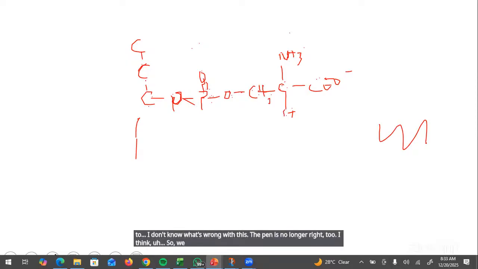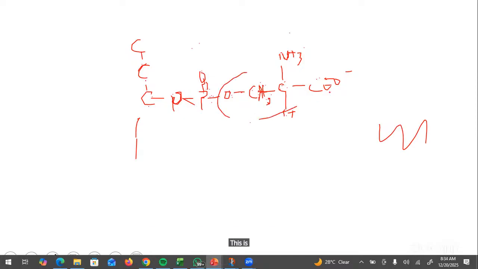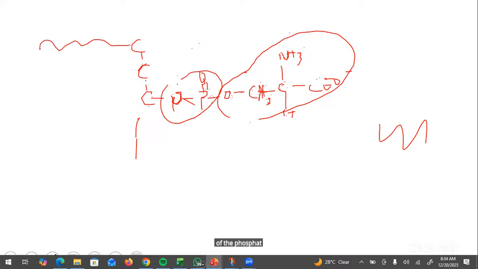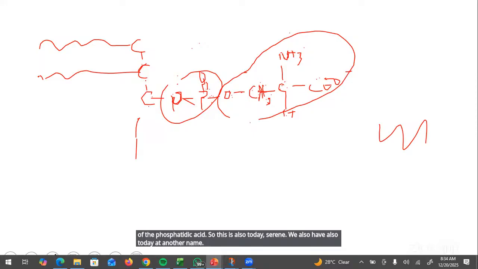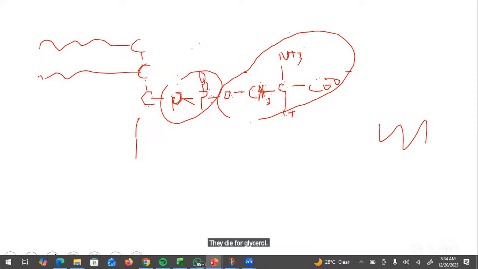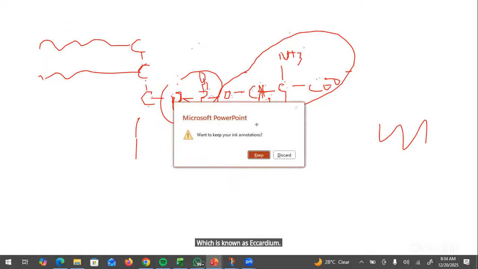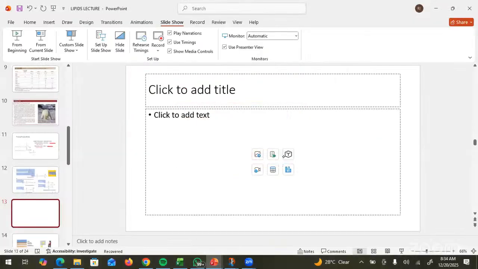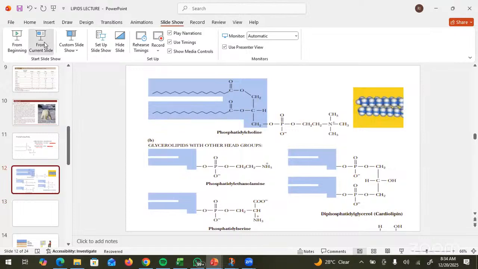We have this serine attached to a phosphate group of the phosphatidic acid. So this is phosphatidylserine. We also have phosphatidylethanolamine. The diphosphatidylglycerol, which is known as cardiolipin.